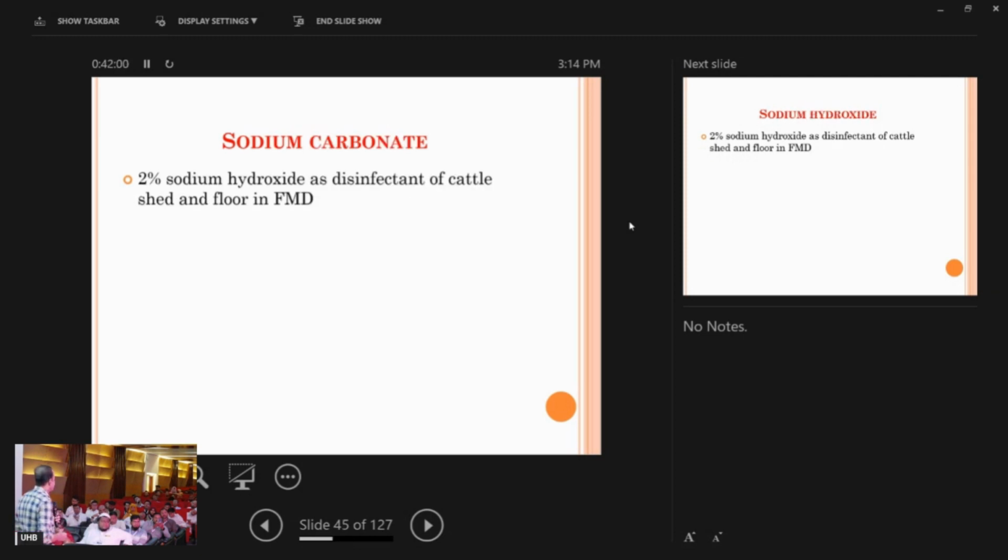Sodium carbonate is used for 2% sodium hydroxide, sorry, not hydroxide. So sodium hydroxide is used as a disinfectant in cleaning the shed for cleaning the FMD affected animals. Sodium carbonate also can be used. Sodium hydroxide can be also used.